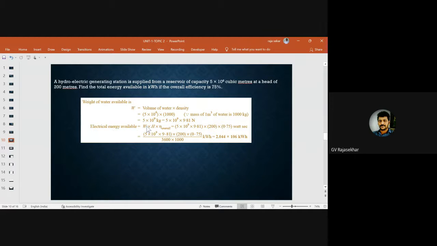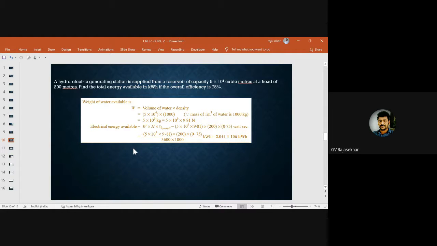Now, electrical energy is equal to W into H into efficiency. So this is W. H is given 200 meters and efficiency is 0.75. If you do it, you will get watt seconds. If you want it in kilowatt hours, divide this entire value by 3600 into 1000. 3600 into 1000 gives kilowatt hours. So 2.044 into 10 to the power of 6 kilowatt hours. Okay, so this is the problem.